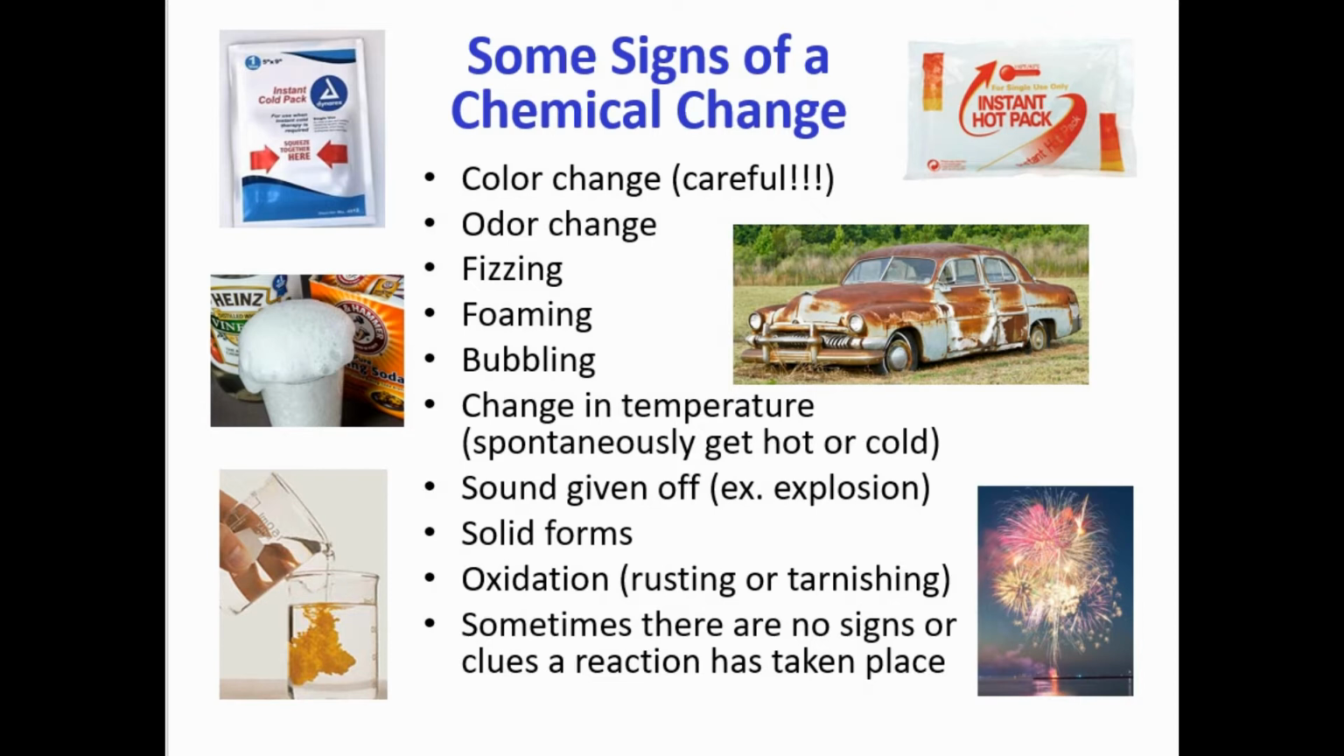Oxidation is when you see something rust, like that car shown in the middle on the right, or tarnish. We've all seen silver tarnish and get kind of that dull hue on it. But remember, sometimes we have no visual clues that a chemical reaction has taken place.